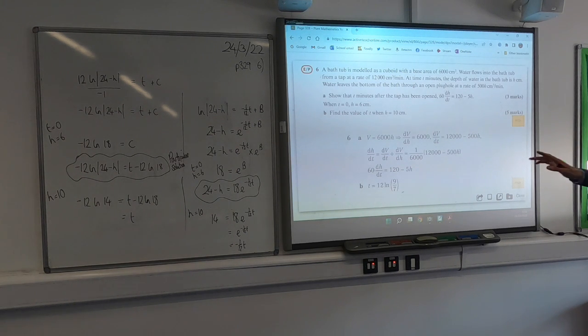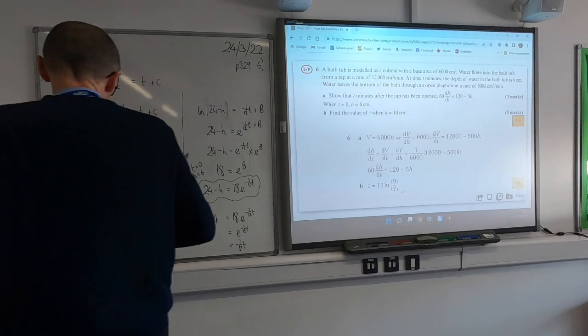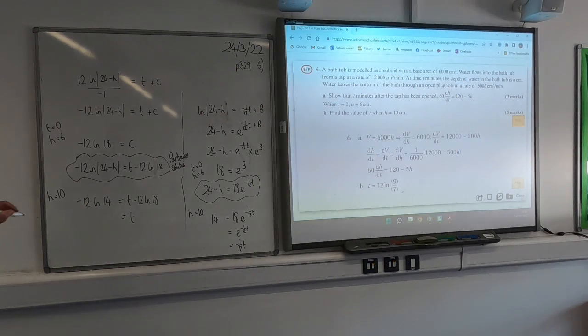Oh, does it say exact value? Oh, it doesn't. Right, if it doesn't say exact value, then we're okay with 3 significant figures, if I stick with this one here.